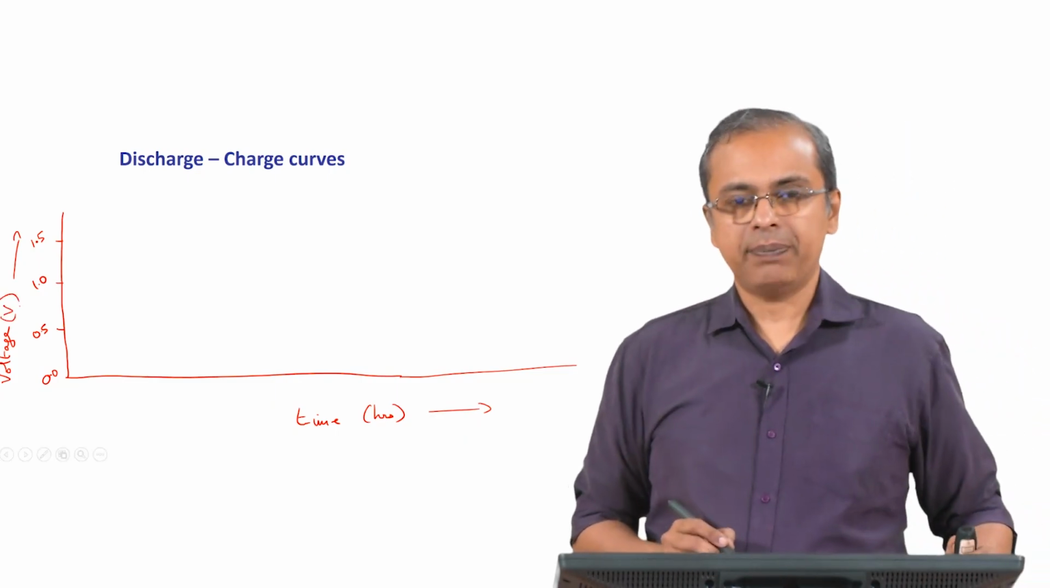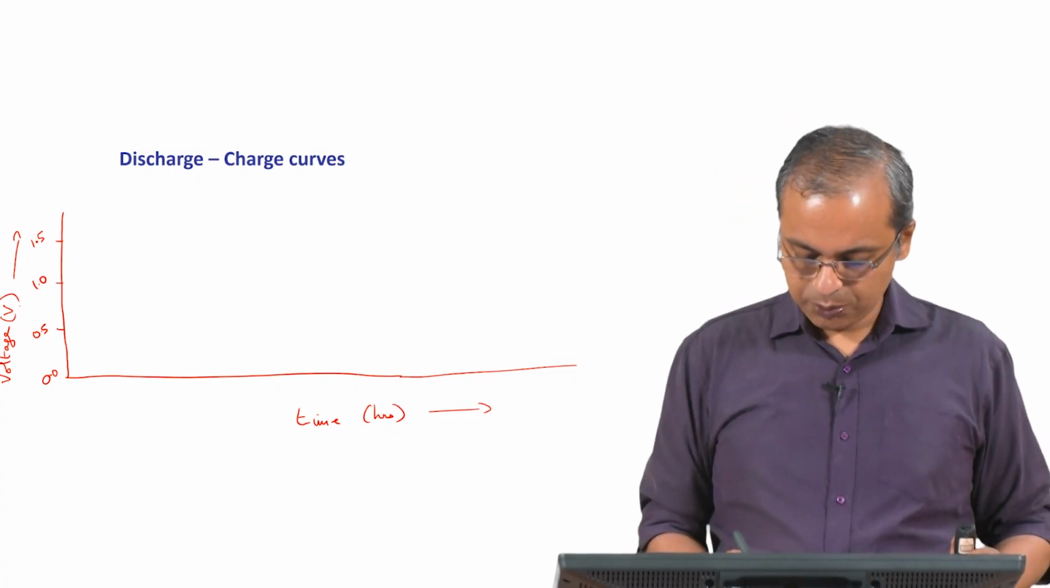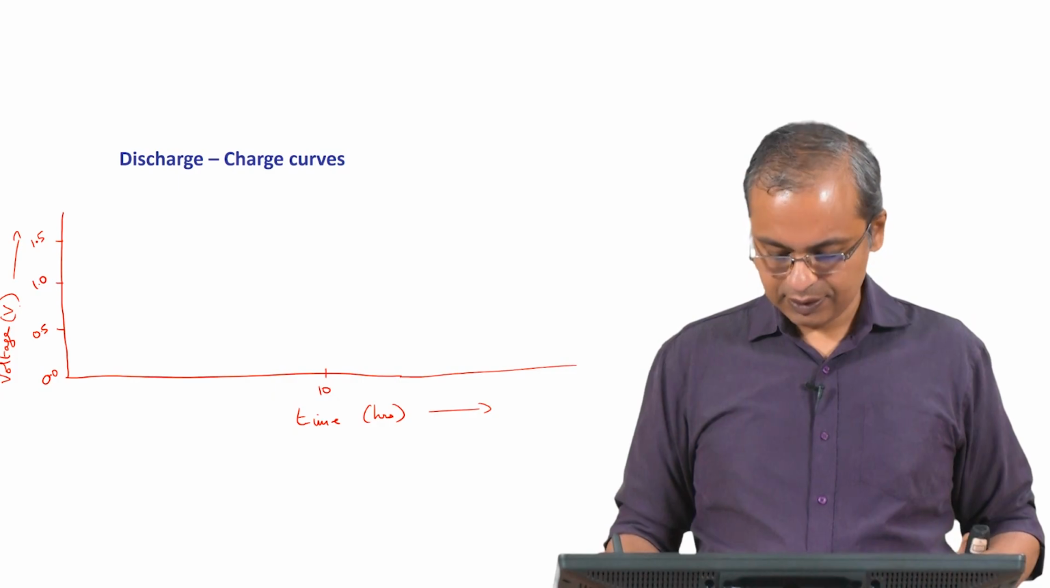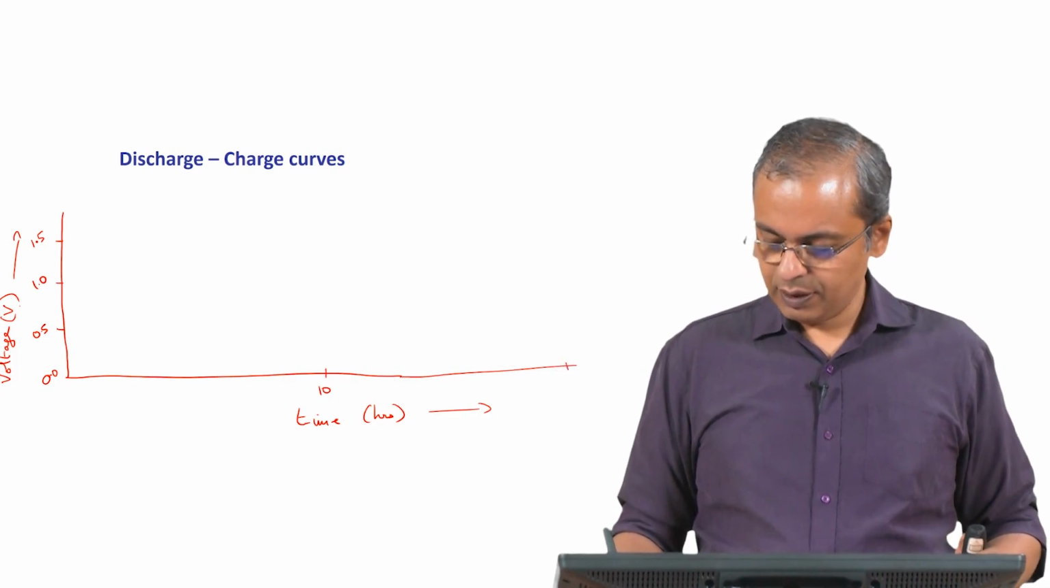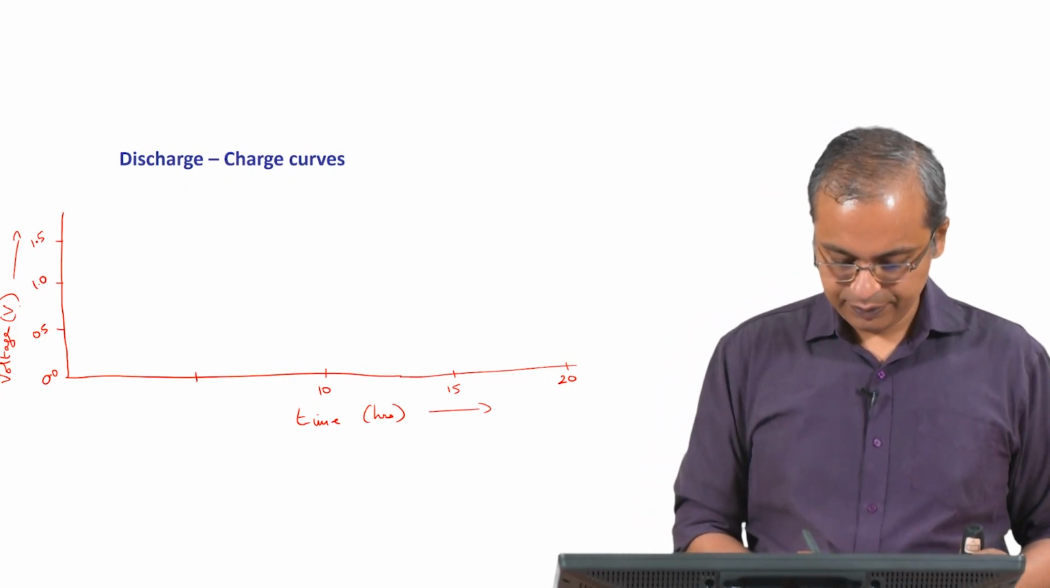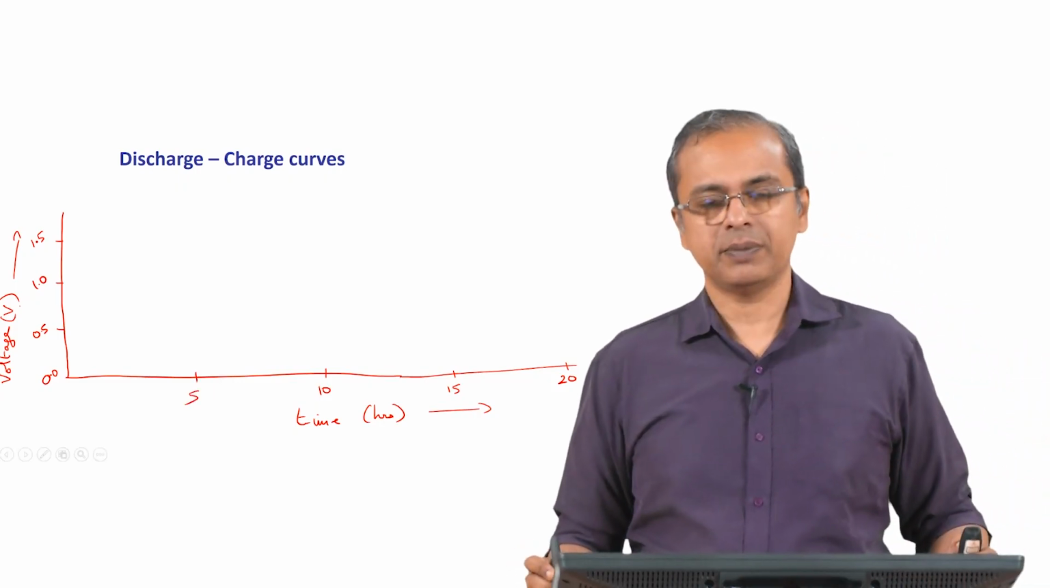So normally what would happen is, we will just put some numbers here. Let us say this is 10 hours and this is 20 hours roughly. So this is 15, this is 5. Okay, so some such numbers we have.